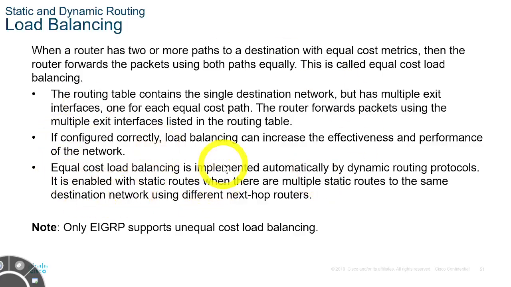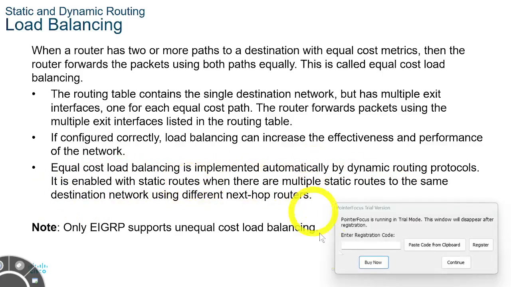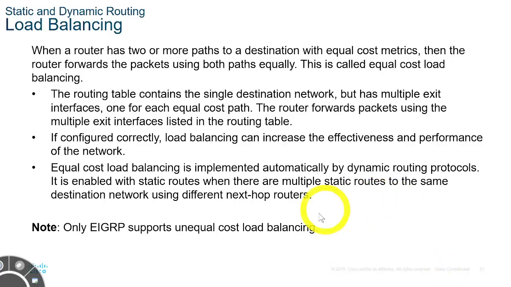Equal cost load balancing is implemented automatically by routing protocols. It's also enabled with static routes when there are multiple static routes to the same destination network using next hop routers. We can also create load balancing using multiple static routes. We can't talk about load balancing with one route, because it's the obligatory path to follow. We talk about load balancing with at least two or more paths. Okay.